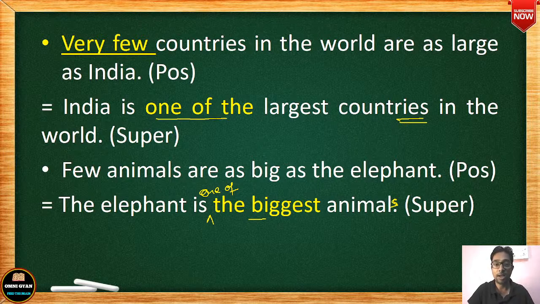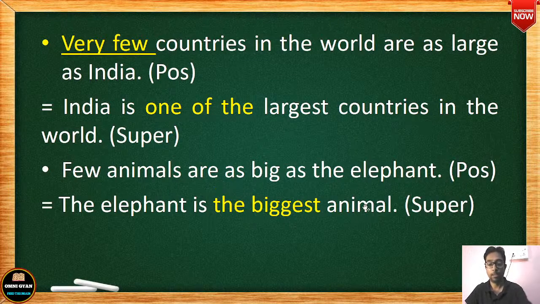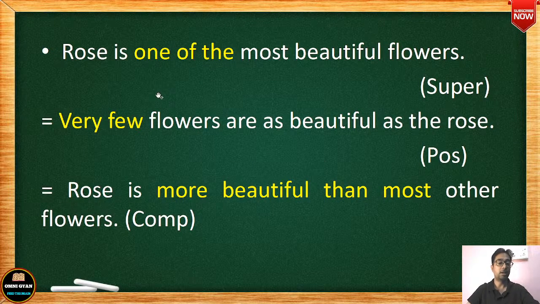जब आप वन ऑफ द लगाते हैं तो आप उसको प्लूरल कर दीजिए, एनिमल्स, ठीक है. यहाँ पे थोड़ा सा टाइपिंग मिस्टेक हो गया था मुझसे. द एलिफेंट इज वन ऑफ द बिगेस्ट एनिमल्स. ओके, ठीक है. फिर एक और एग्जांपल हम लोग देखते. देखिए, रोज इज वन ऑफ द मोस्ट ब्यूटीफुल फ्लावर्स.